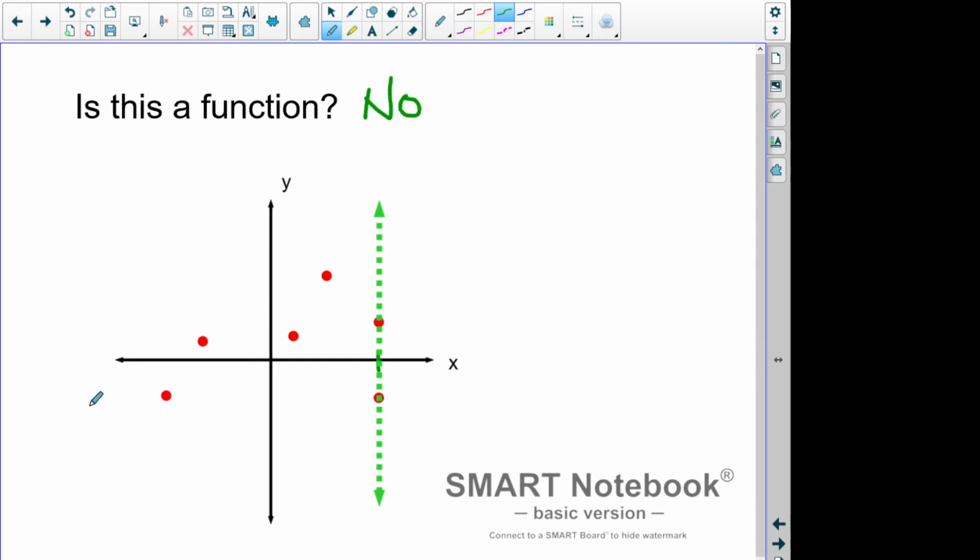Now, if we were asked about the domain and range, we don't have any idea. We don't know the values of these points, so we can't list out the domain and range, but we can tell that this is not a function. Okay, and so we call this the vertical line test.